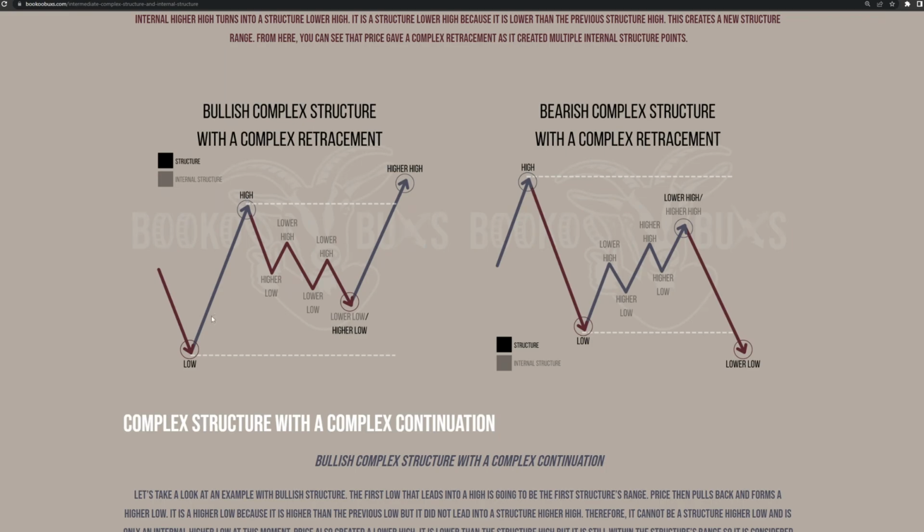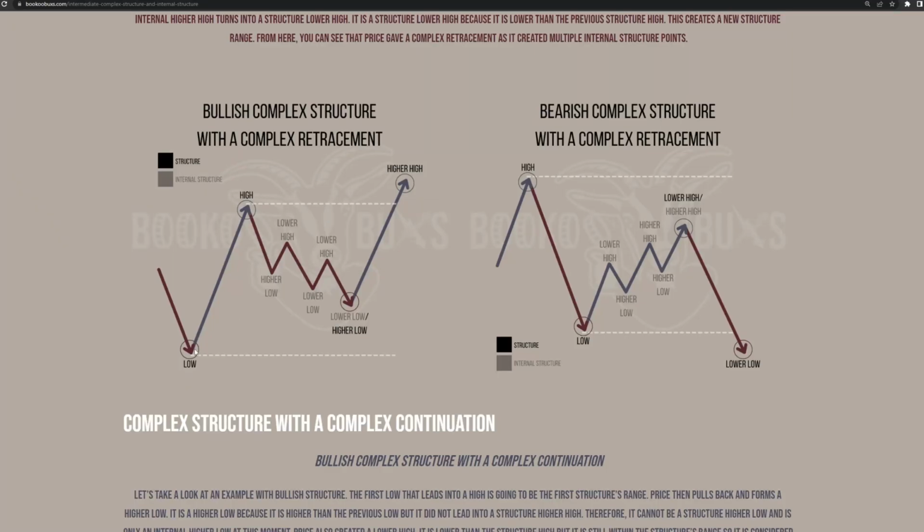And the continuation leg is represented by that blue arrow. Now, the red arrow comes into play, but it's not one straight line. You have the internal structure points, and those internal structure points are what cause the complexity of the retracement.